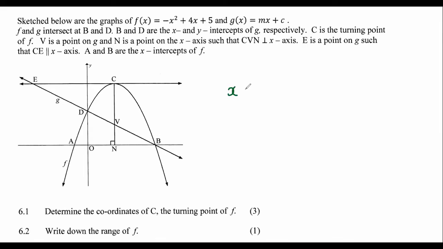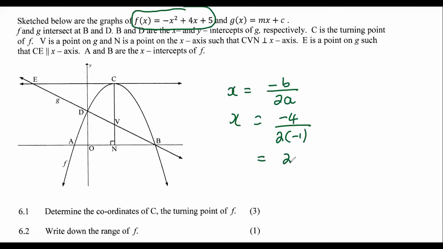So the turning point of a parabola is minus b over 2a. And so they've given us the equation up over here. I'm just going to quickly race through this because for most of you, this shouldn't be too bad. And so that gives us 2. So the x value up here is 2. Then to find the y value, you just plug that back into the original equation.